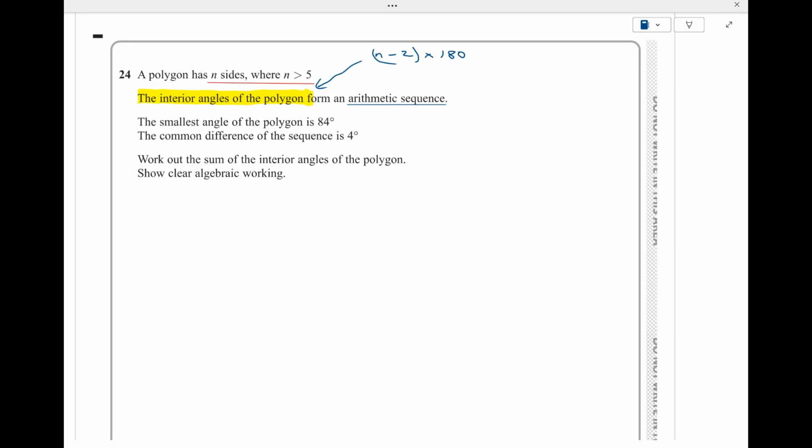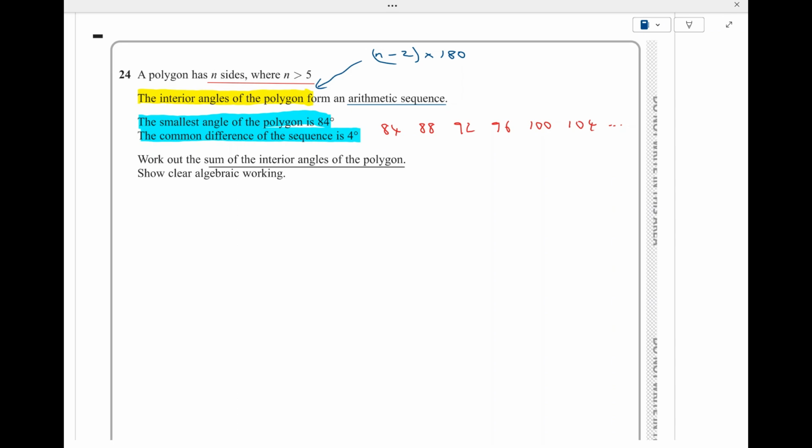Now here's some more information about the interior angles of a polygon. They form an arithmetic sequence. The smallest angle of the polygon is 84, and the common difference of the sequence is 4. So this arithmetic sequence is going to look like this, isn't it? 84, and then 88. That's the first angle, the second angle, the third angle, the fourth angle, the fifth angle, the sixth angle, and so on. Work out the sum of the interior angles of the polygon. Show algebraic working.